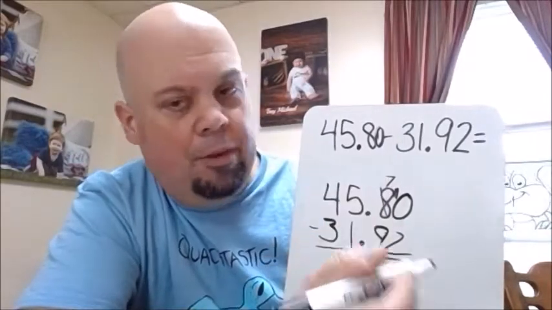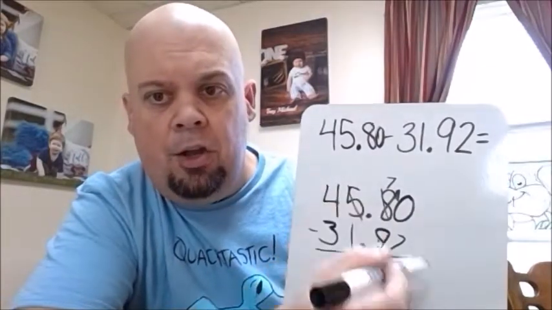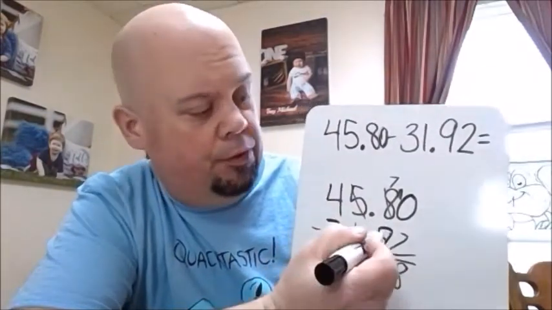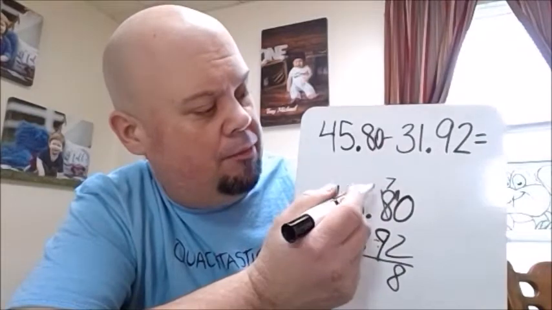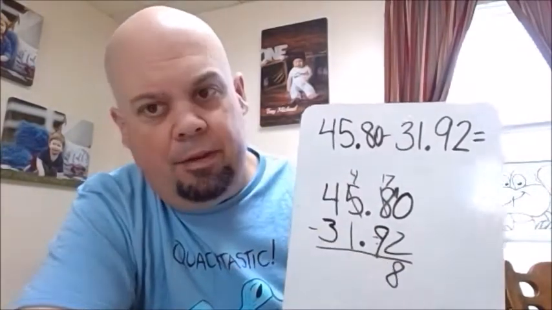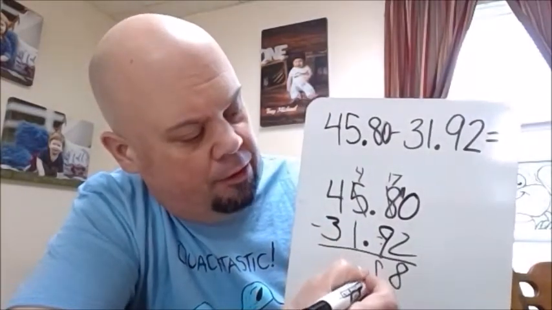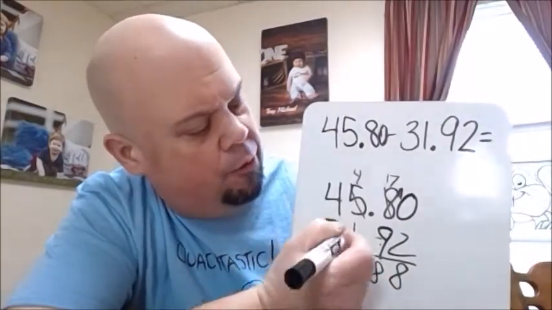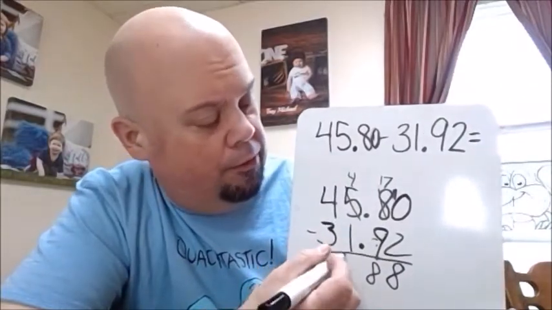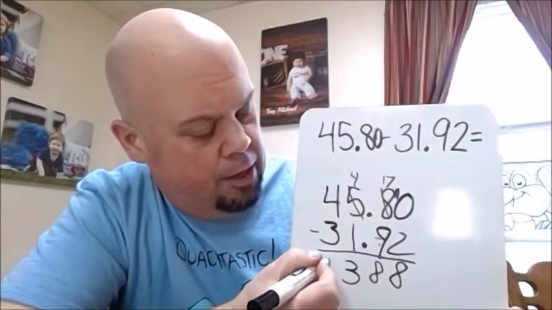7 minus 9, that's not possible either. Remember, if the bottom's bigger, you better borrow. So the bottom is bigger in this one, that's why you have to borrow. Cross off the 5, make it a 4. That makes this 17. 17 minus 9 is also 8. 4 minus 3, or 4 minus 1 is 3. You can do that. And then 4 minus 3 is 1.